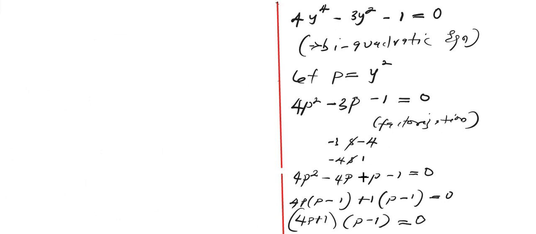Let's continue on this part of the board. The next step is for us to equate each of these factors to 0, okay. So let's start with the first. We have 4p plus 1 equals to 0 and we have 4p equals to negative 1, and we have p equals to negative 1 over 4. Okay, that is the first one. Now let's equate the second one. P minus 1 equals to 0 and p equals to 1.